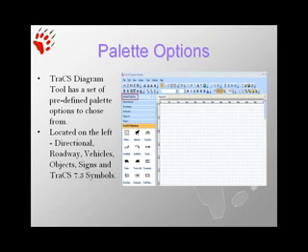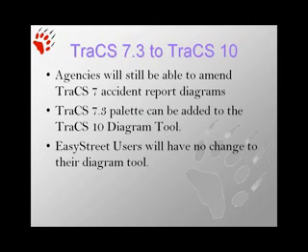TraCS comes with preset palette options to choose from: directional, roadway, vehicles, objects, signs, and TraCS 7.3 symbols. From TraCS 7.3 to TraCS 10, agencies will still be able to amend TraCS 7 accident report diagrams. The TraCS 7.3 palette can still be added to the TraCS diagram tool, and Easy Street users will have no change to the diagram tool.